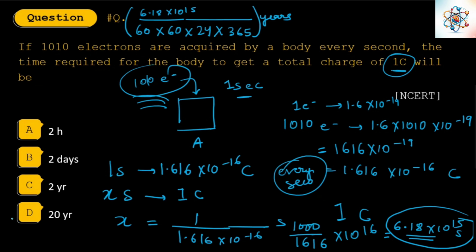It would come around 20 years. That much time it would take. If every second this many electrons are being transferred, it would take 20 years to transfer 1 coulomb.